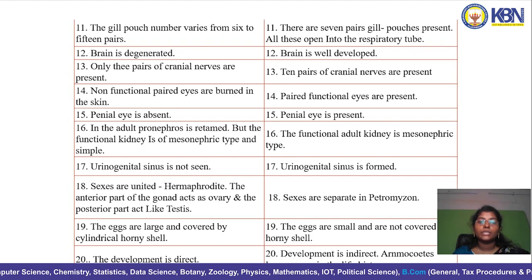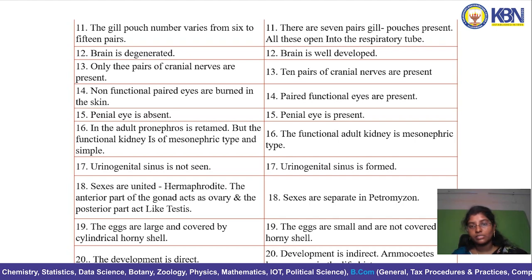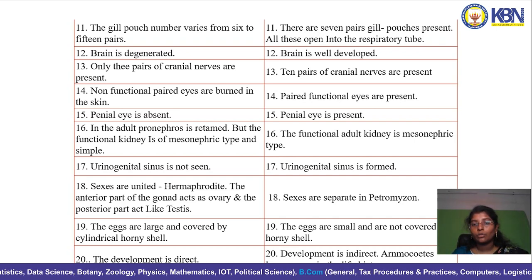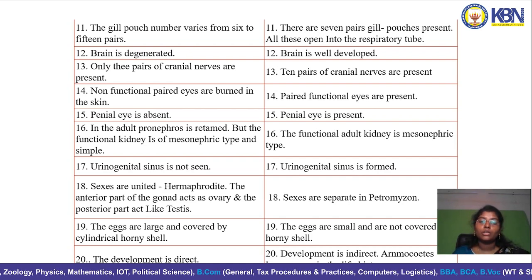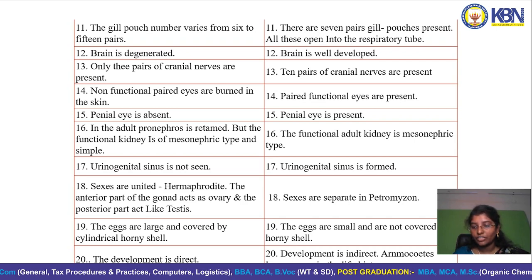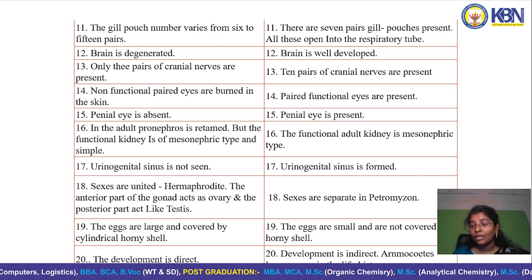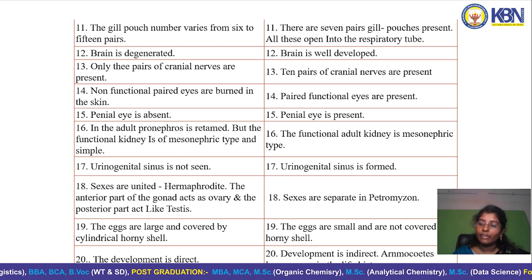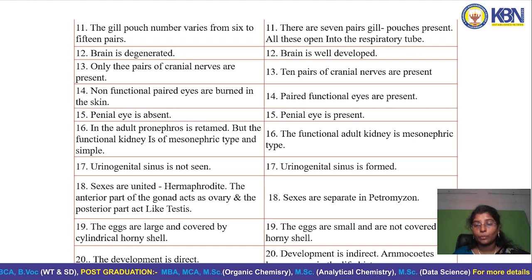Next, only 3 pairs of cranial nerves are present in myxin. And in petromyzon, there are 10 pairs of cranial nerves present. Non-functional paired eyes are buried in the skin. In myxin, we can observe that their paired eyes are present, but they are non-functional. They cannot work properly. But in petromyzon, there are paired eyes, both functional, which can work properly.